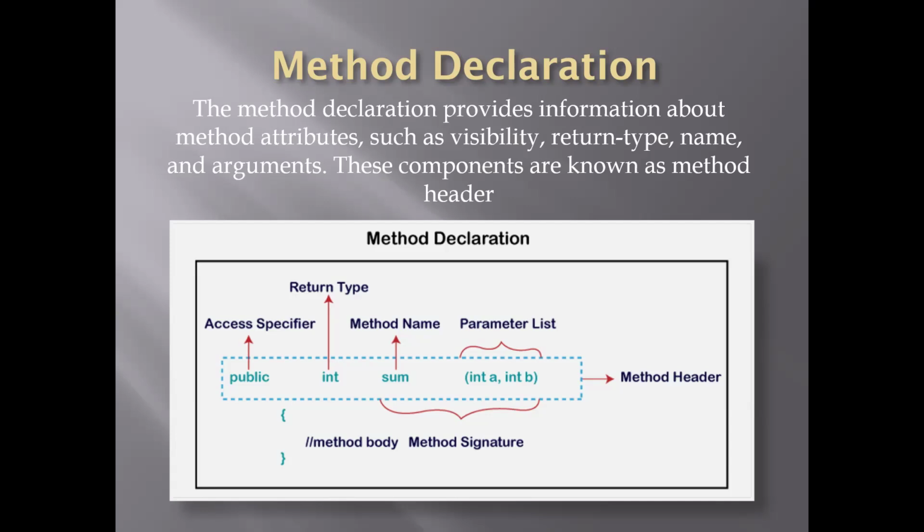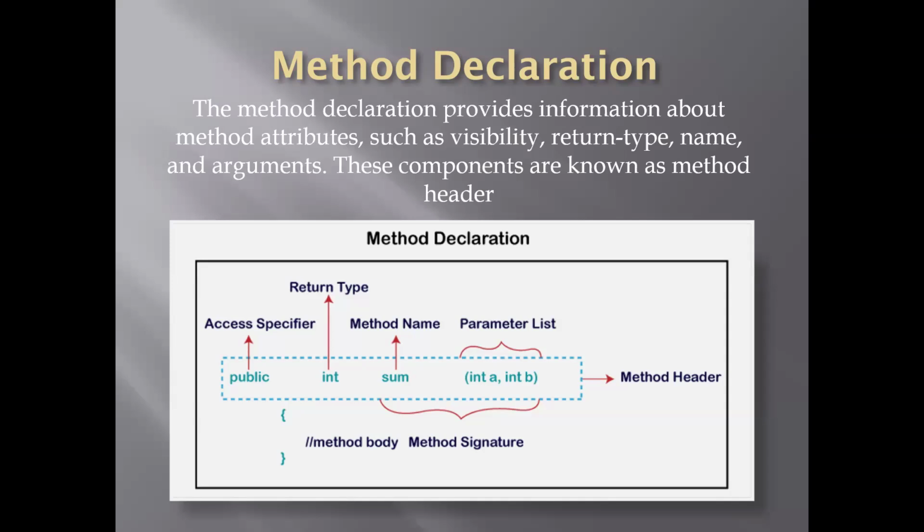Now let's see how to declare a method in Java. Method declaration provides information about method attributes, such as visibility, return type, name, and arguments. So here in this picture, you can see, I think you are already familiar with this shape. These are all the components of a Java function or Java method. So let's check them one by one.